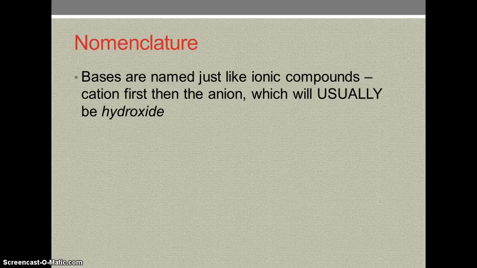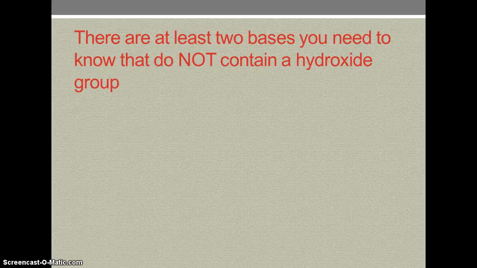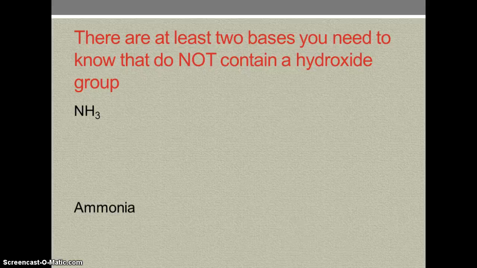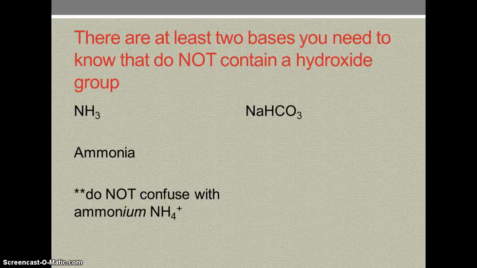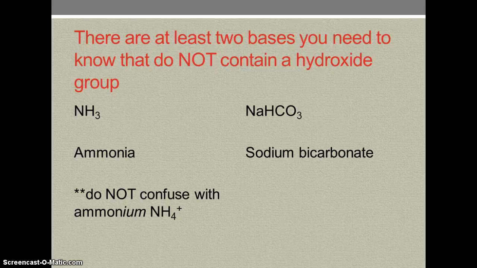So bases are going to be named just like your ionic compounds. Name the cation first, then the anion, which will usually be hydroxide. There are two bases that you need to know that do not contain a hydroxide group, but they are most certainly bases. The first one is NH3, which is ammonia. Do not confuse this with ammonium, which is the ion NH4+. And the other one is NaHCO3, which is sodium bicarbonate or sodium hydrogen carbonate. It's baking soda.